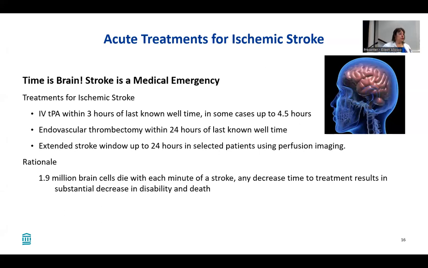And I'm going to move on to acute treatments for stroke. So we talk all the time about time is brain, which is so important because we know the sooner we can resume the blood flow to the brain cells, those cells which were at risk are not going to die.